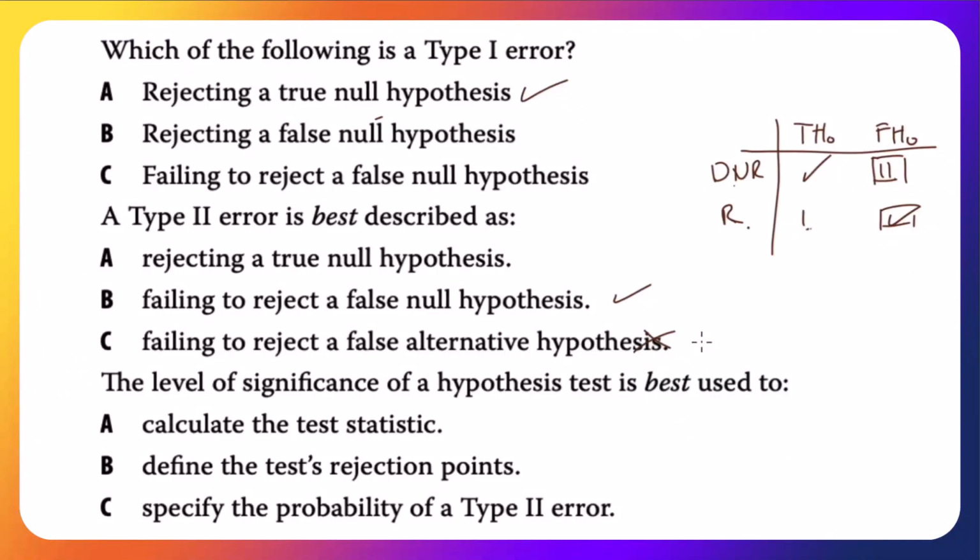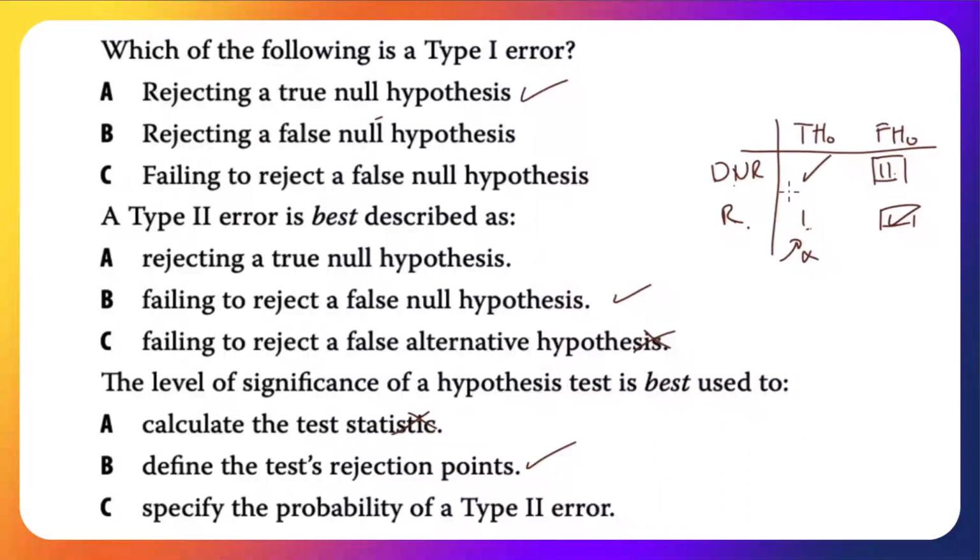The level of significance of a hypothesis test is best used to calculate the test statistic. You don't even need the level of significance to calculate a test statistic. We can get rid of that. Define the test's rejection points. Yes. Specify the probability of a type 2 error. It does not do that. It specifies the probability of a type 1 error.